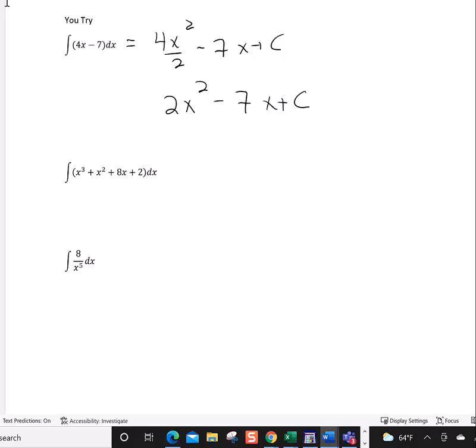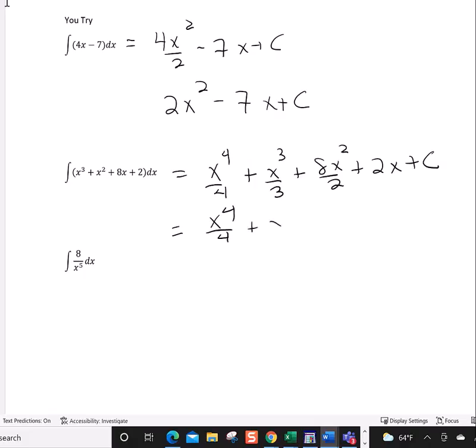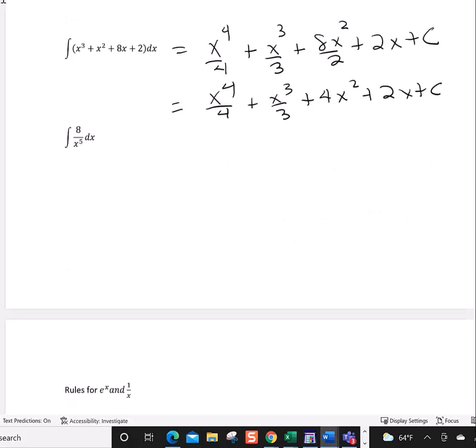For x cubed plus x squared plus 8x plus 2 dx, I get x to the 4th over 4 plus x cubed over 3, 8x squared over 2 plus 2x plus c. Again, one little step of simplification, x to the 4 over 4, x cubed over 3, 4x squared plus 2x plus c. One last you try.